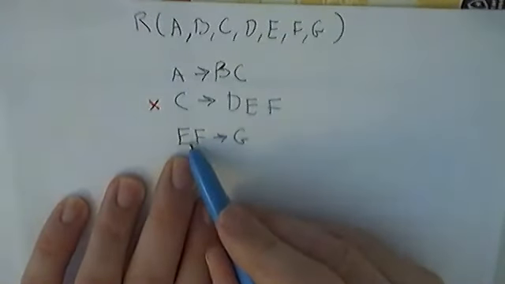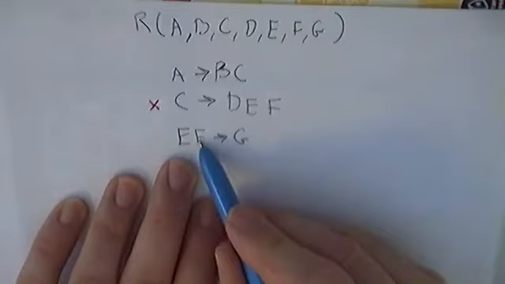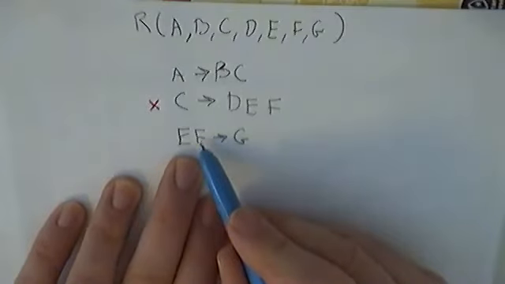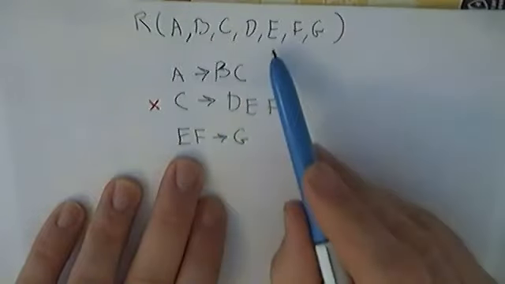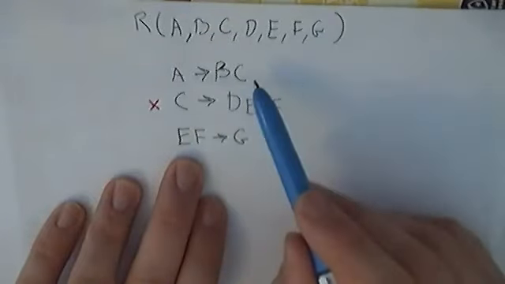Okay, now EF here, is this guy right here a superkey of this relation? Well, with EF, I can get G. So no, this is not. All right.